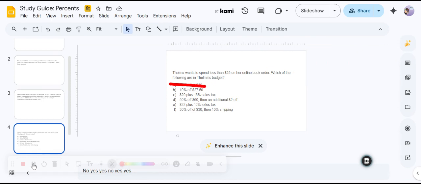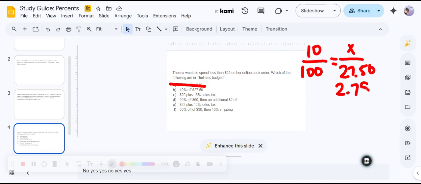Okay, our next one is 10% off, $27.50. So we'll set up our ratio here, our proportion. 10 over 100, x over 27.50. You can do the L method. You could recognize that to go from whole to part, you're dividing by 10. Either way, we're going to get x is equal to $2.75.